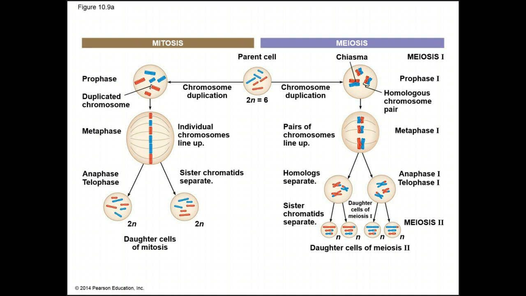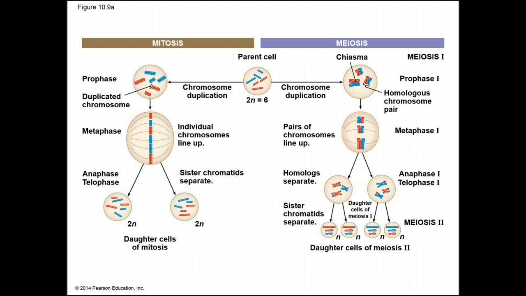In this figure, there's a comparison of mitosis and meiosis. Notice in mitosis, there's only 1 division and the cells remain diploid. In meiosis, there's 2 divisions and the cells become haploid. Also in meiosis, genetic recombination occurs so that each haploid cell that is produced is slightly different from the others. This does not happen in mitosis. In mitosis, the daughter cells will be identical to the parent cell.